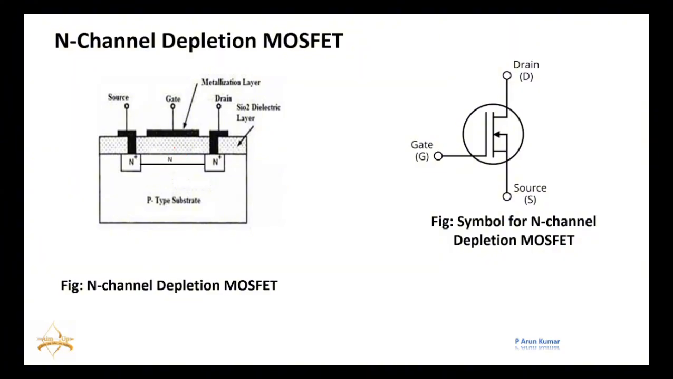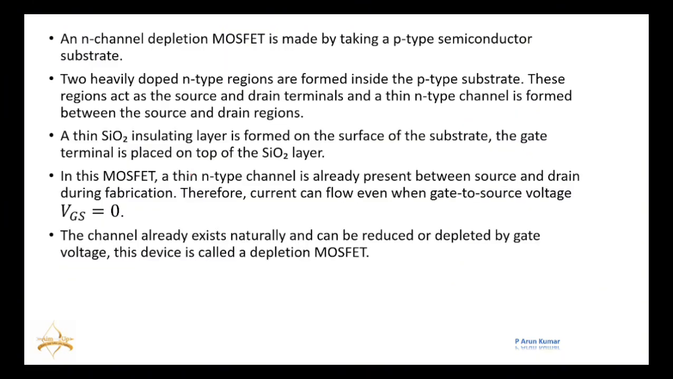Now you see, the analysis will become easier. Why? Because you already understood the enhancement MOSFET. This is the basic symbol. This was the structure of the depletion MOSFET. Now we'll see these are the points about the depletion MOSFET.